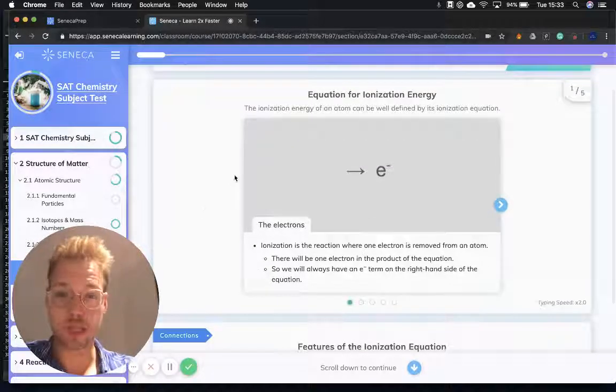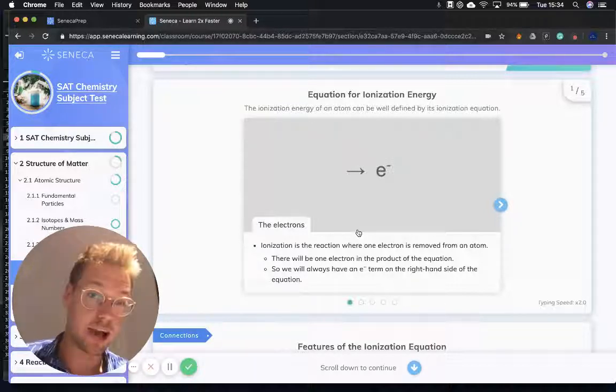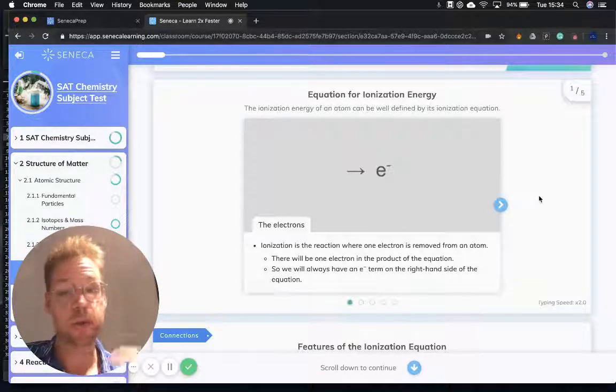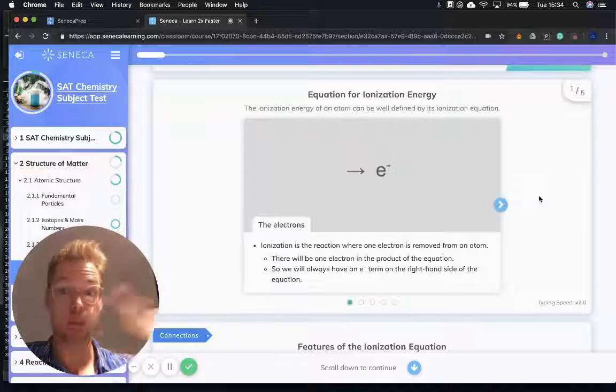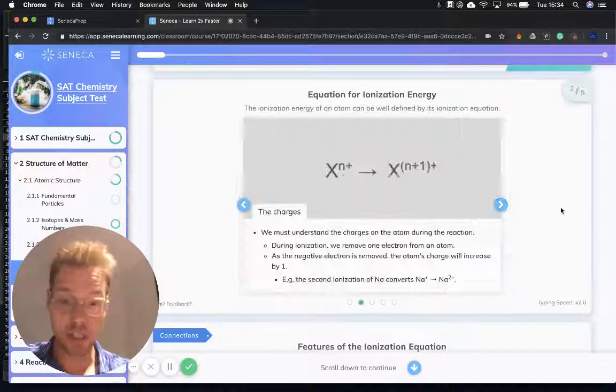Are you ready? Are you steady? Let's go. So, ionization energy. We define ionization energy by using the ionization equation. Basically, ionization is the reaction where we remove a cute little electron from an atom. There will be one electron in the product of the equation, so we will always have an e- term on the right-hand side of the equation. e- is how we express an electron in an equation.